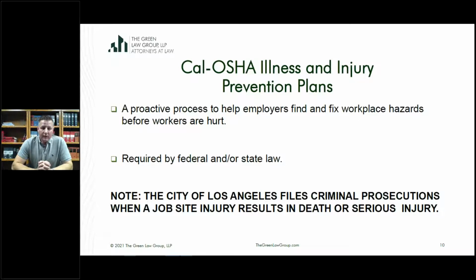Now, every employer in California is required to have an illness and injury prevention plan. There's a federal law that requires this. There's also, state Cal OSHA requires that as well. This is particularly important for contractors because injuries are more prevalent in the construction industry than in other industries. Now, we're not going to go into details about what has to be in the plan.